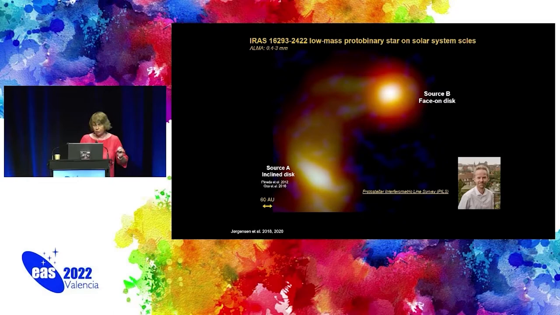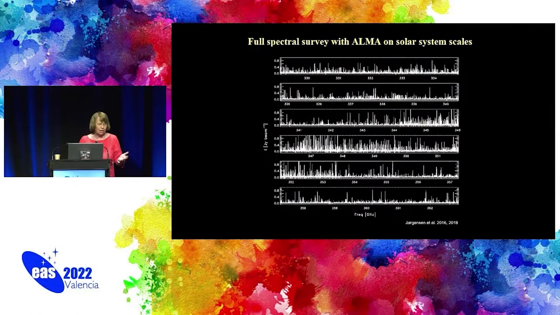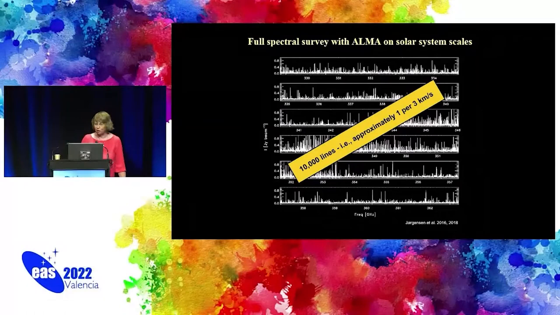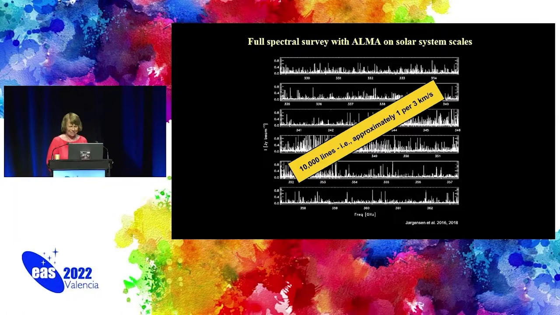solar systems. And just to give you an impression, these are incredibly rich spectra. This is just one of the 10 ALMA bands that we have, and already there we have some 10,000 lines, approximately one every 3 kilometers per second. And of course, we have not just spectra, we have images of all of these 10,000 lines. So you can already imagine that this is a data set that kept us quite busy.